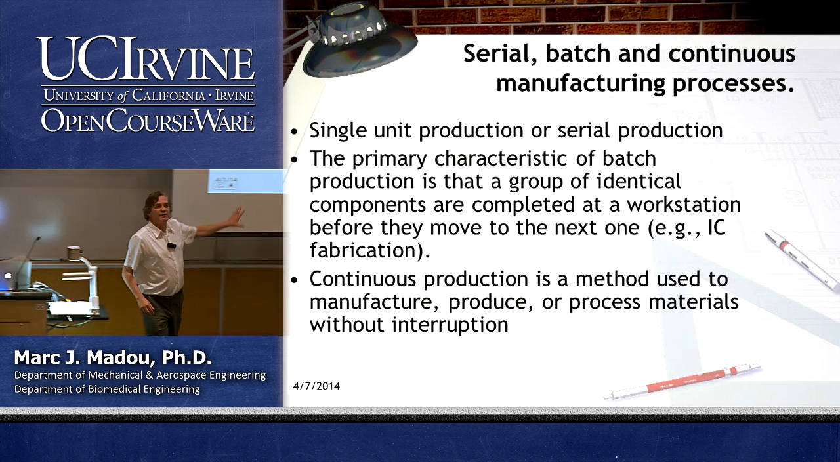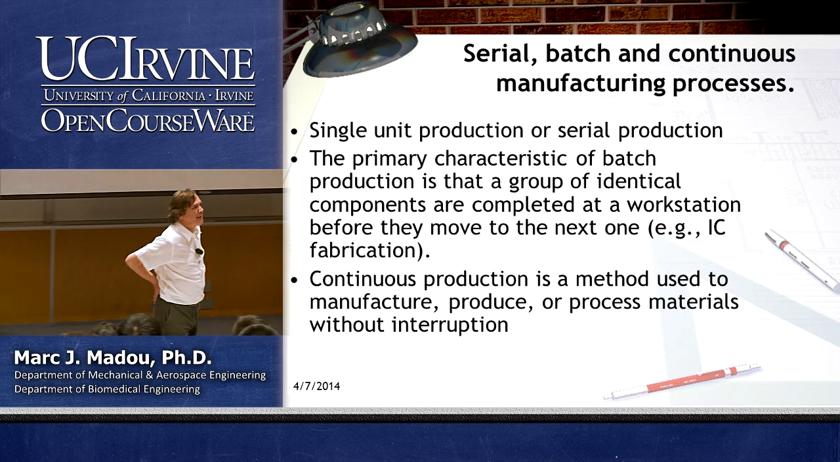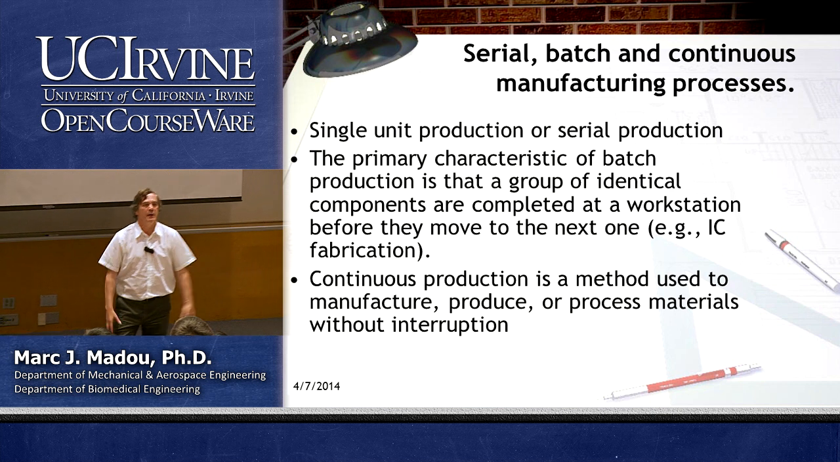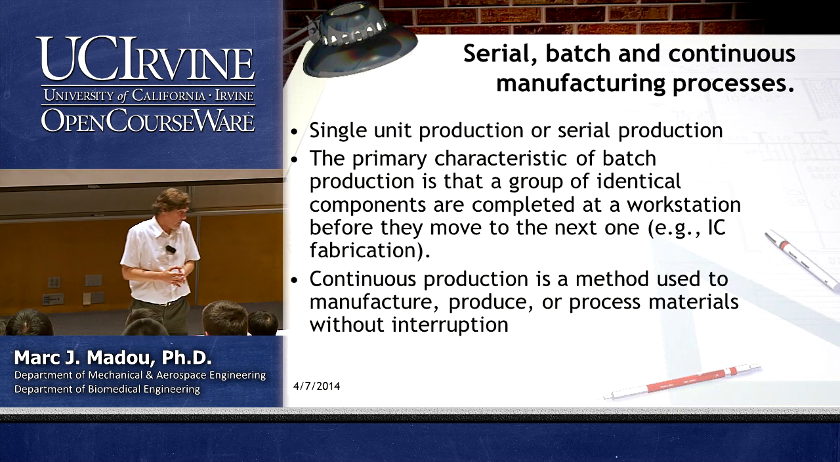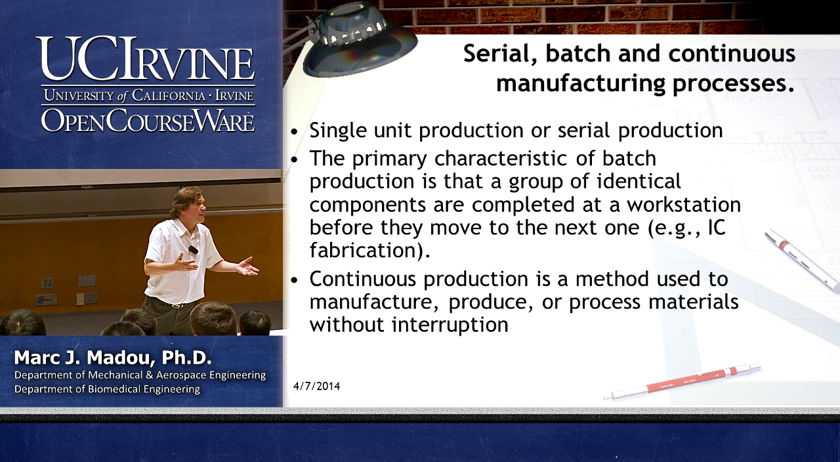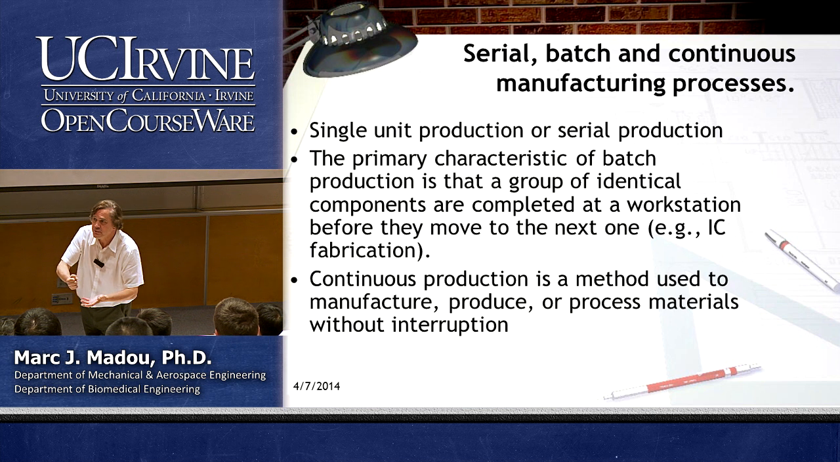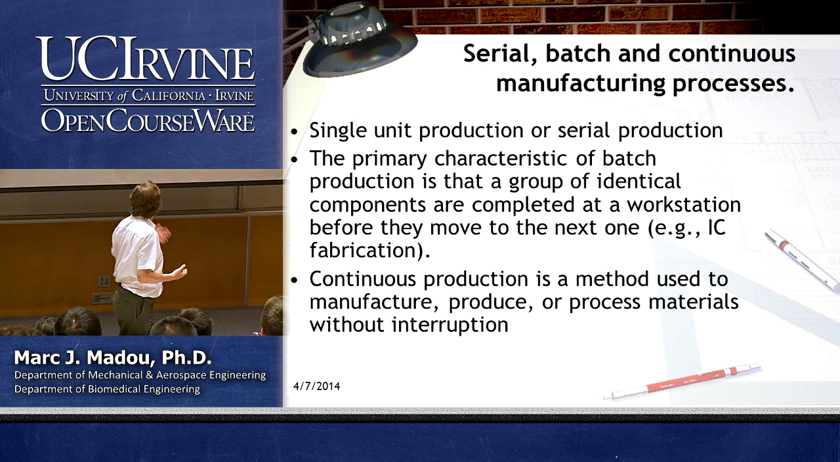Okay, so here comes a very simple segment of the class. This is the serial versus batch versus continuous. Let's do this together. What is serial manufacturing? Well, you make one object at a time, right? And that's how it used to be, right? You would have someone on a lathe, on a CNC machine, one object at a time. A lot of work, very expensive.